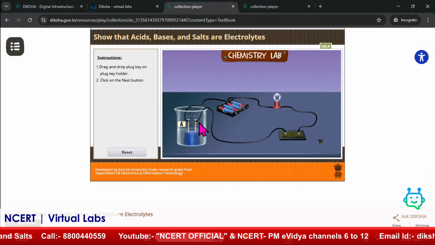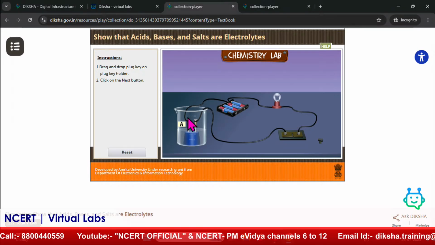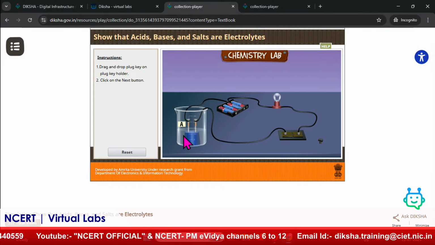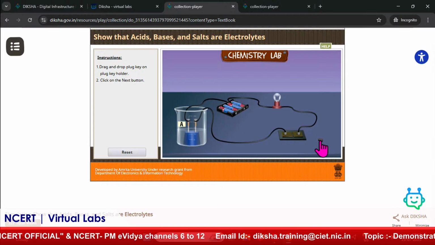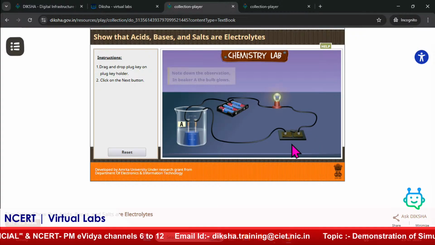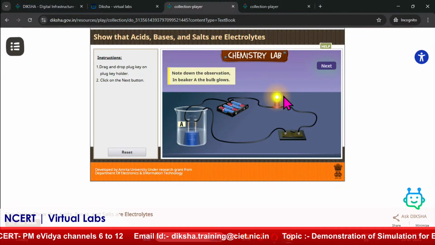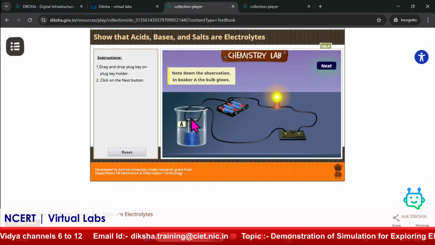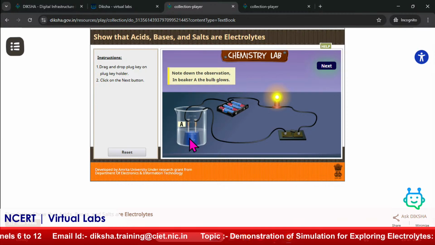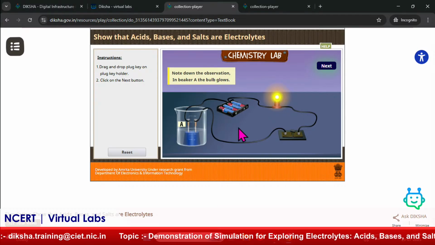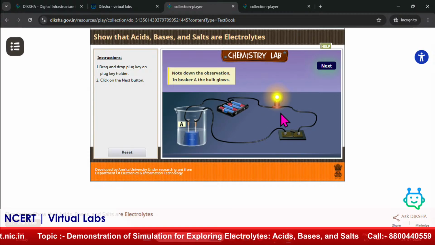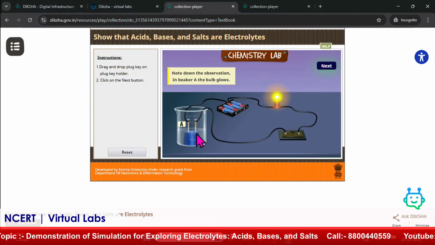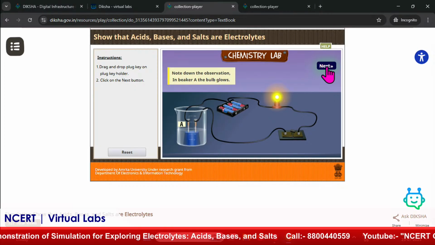Now I have placed this circuit into the solution A. Solution A is my acid solution, and I'll check whether this bulb will glow or not. Okay, so let me put the key in the key holder. So here we can see that the bulb is glowing. It means that the beaker which has the solution of acid is an electrolyte, because it has furnished ions, and ions are responsible for the conduction of electricity through the aqueous solution of these acids. Okay, now moving to the next.